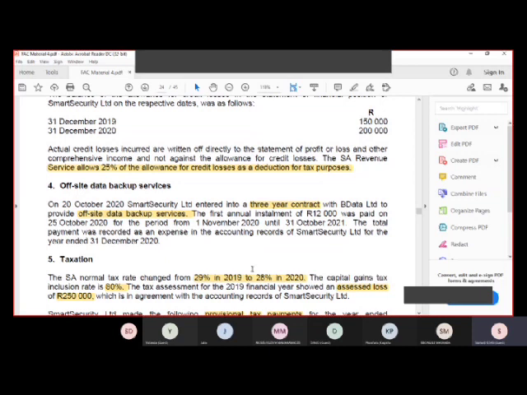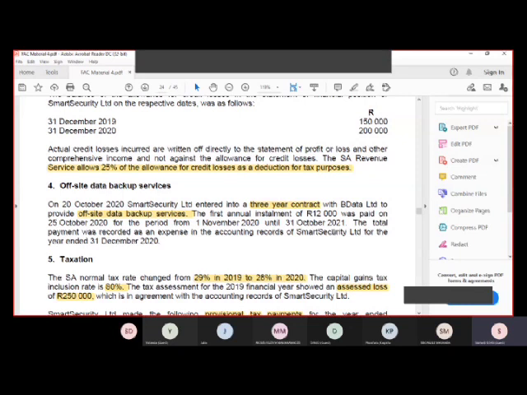Offsite data backup services. On 28th of October 2020, Smart Security Limited entered into a 3-year contract with B Data Limited to provide offsite data backup services. The first annual installment of 12,000 was paid on the 25th of October 2020 for the period from 1 November 2020 up until 31 October 2021.